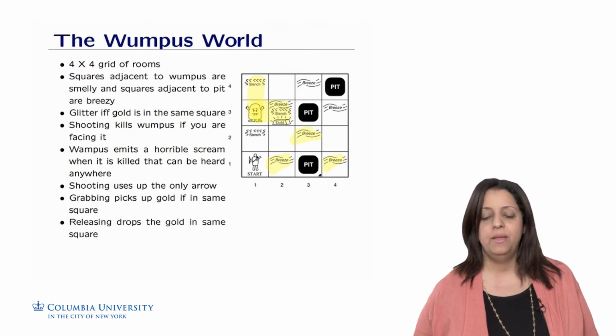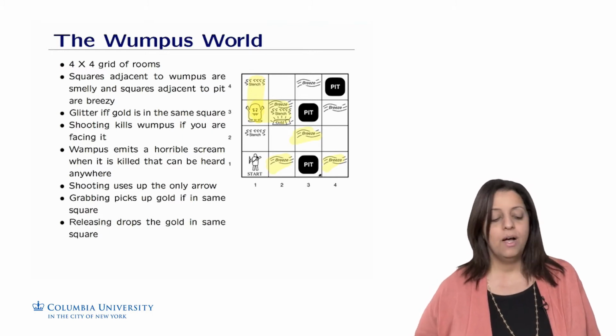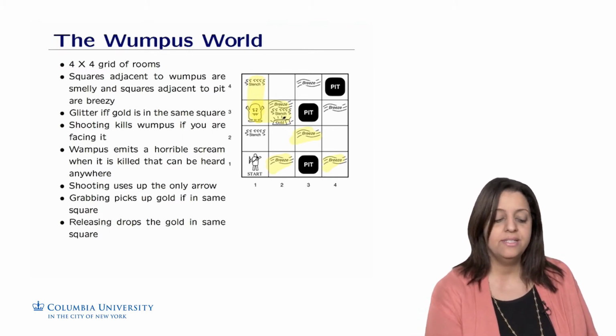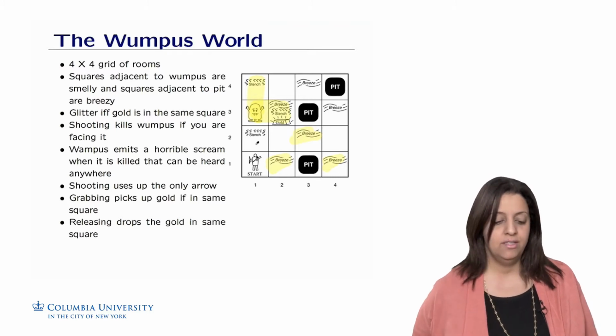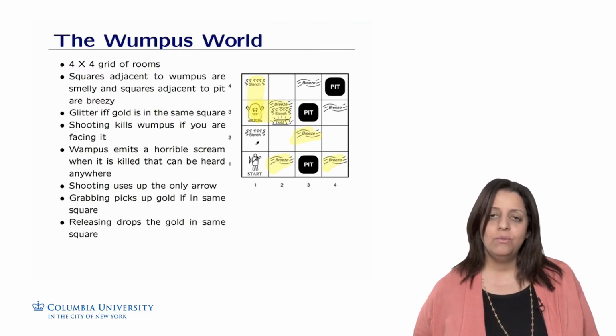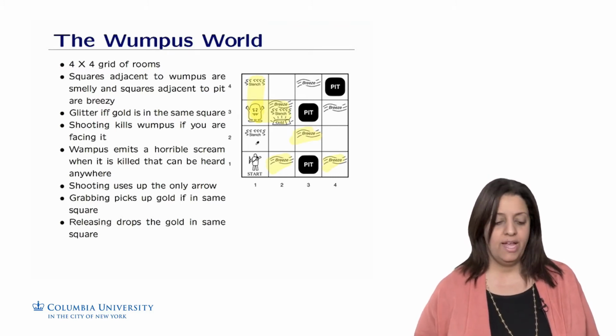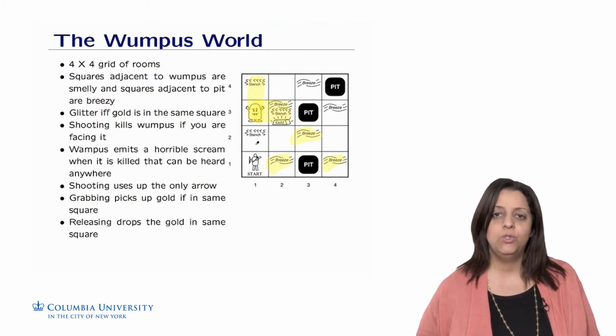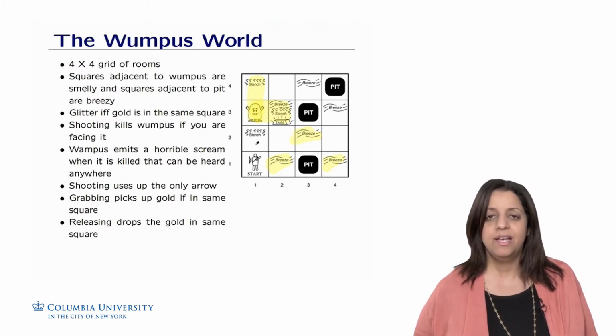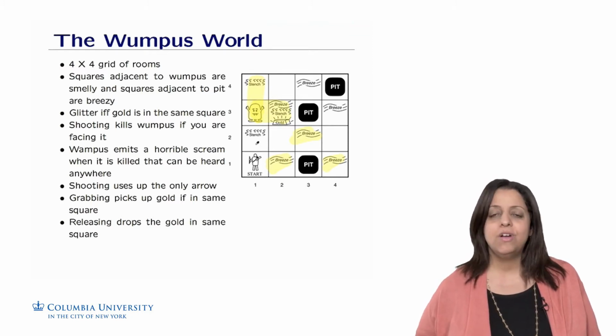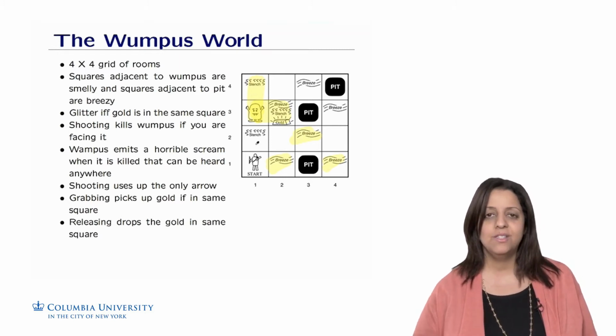This is what the pit emits. And also there is some glitter if, and only if, there is gold in the room. So shooting the Wumpus with the only available arrow will kill the Wumpus, in which case it will emit a very big scream that can be heard anywhere in the cave. Also, grabbing picks up the gold in the same room, and releasing drops the gold in the same room. All right, so this is the Wumpus world.